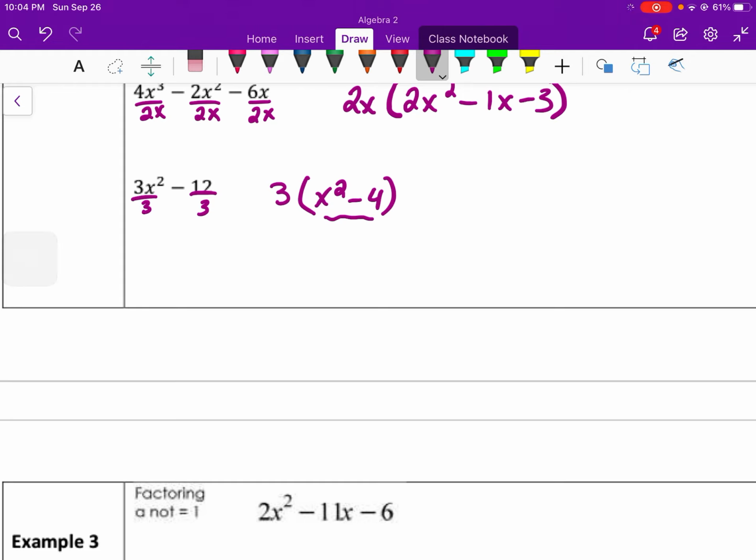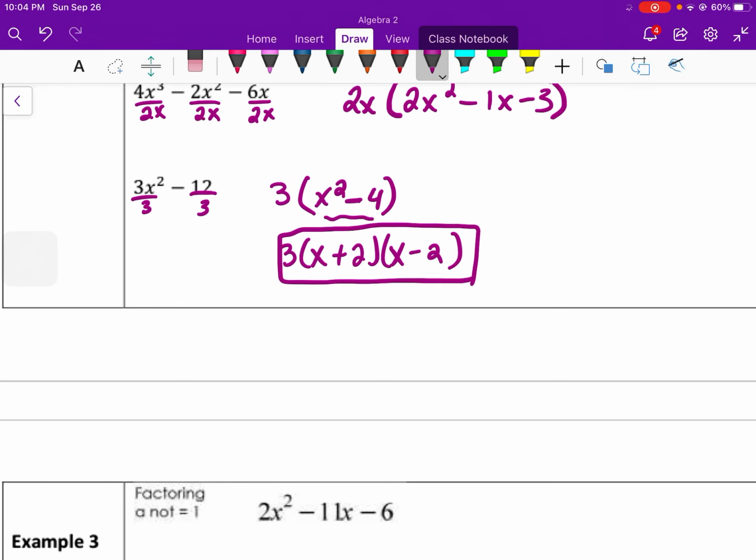I do notice that this is one of those difference of perfect squares that we talked about yesterday, because x squared and 4 are different perfect squares, and you're subtracting. So x squared is x times x, and then negative 4 multiplies to negative 4 but adds up to 0 in the middle, that would be the positive 2 and then negative 2. So this one does factor one more time for sure.